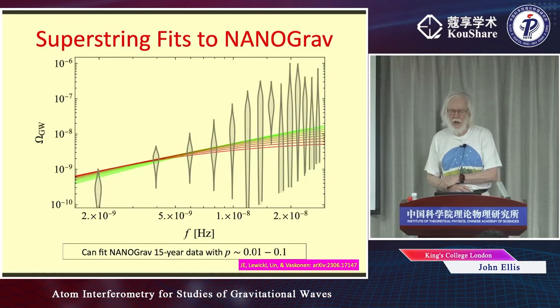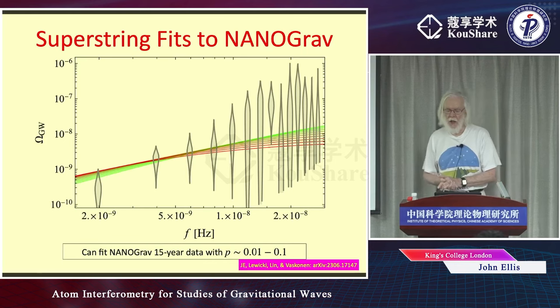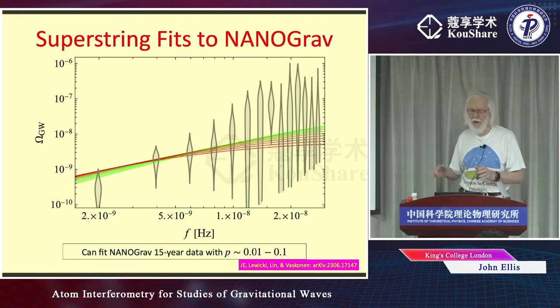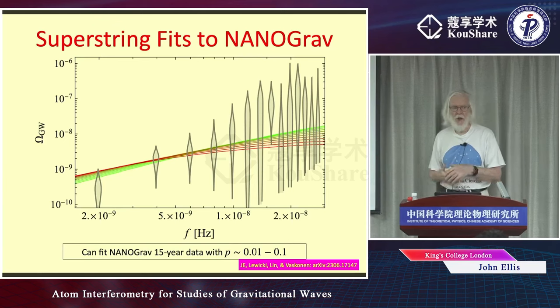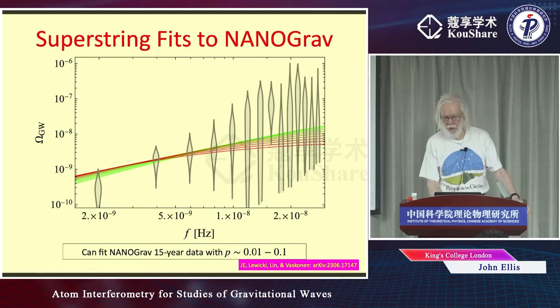So these are some of the fits to NANOGrav data that we did. These are not optimized, but typically we find that you can fit the data if the intercommutation probability is between 0.1 and 0.01.